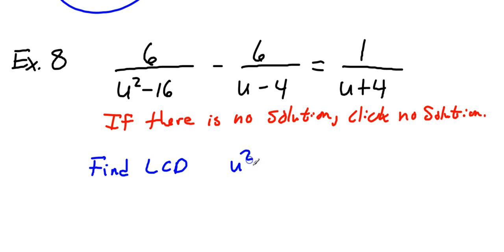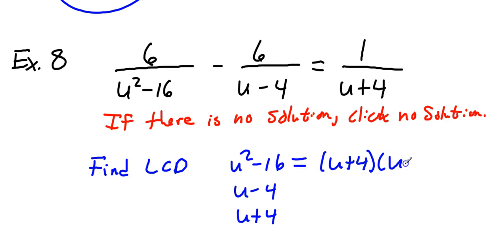And you have u squared minus 16. You've got u minus 4, and you've got u plus 4. Okay, so the very first fraction we've got here is u squared minus 16. That's the difference of perfect squares, so that's u plus 4 and u minus 4. As soon as you do that, you can go back to the original problem, get rid of that, and rewrite that as u minus 4 and u plus 4.